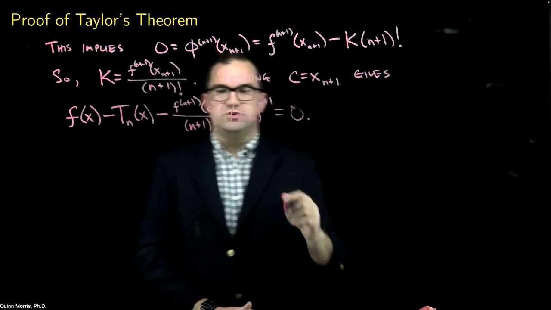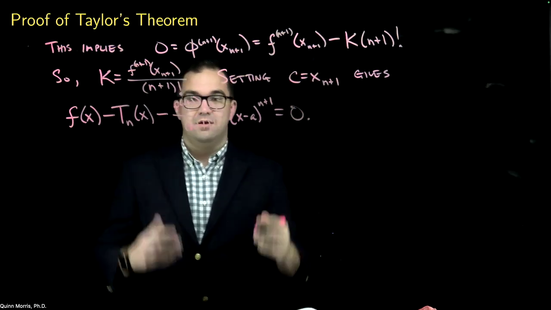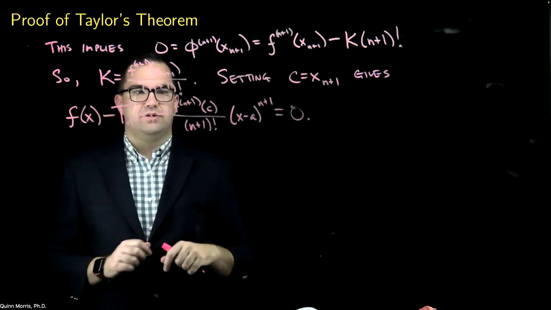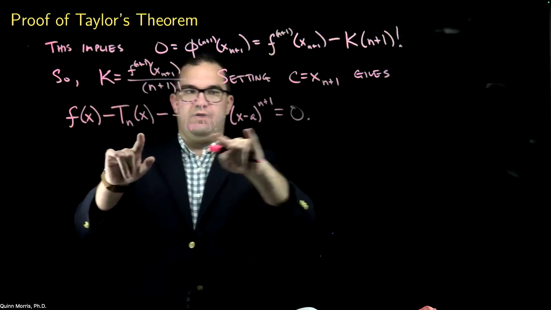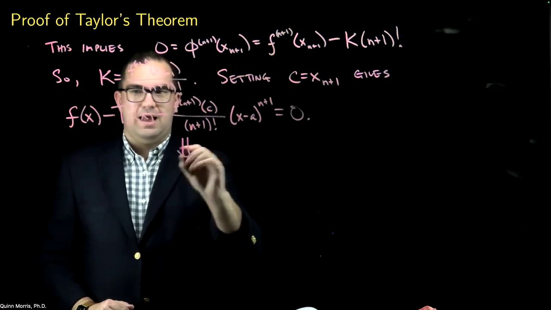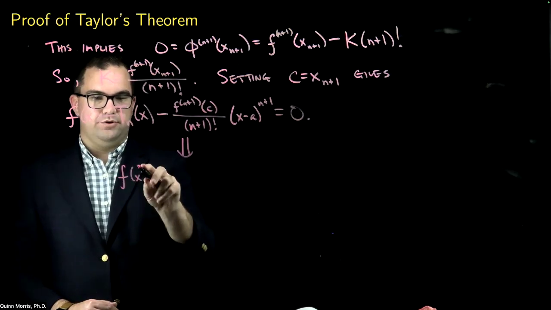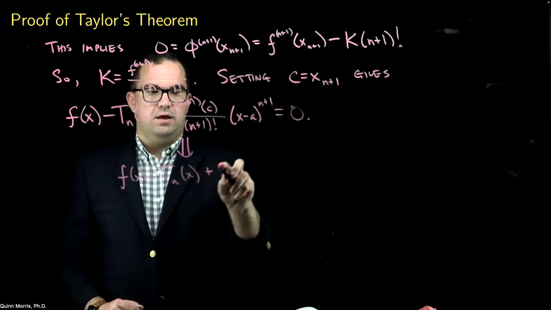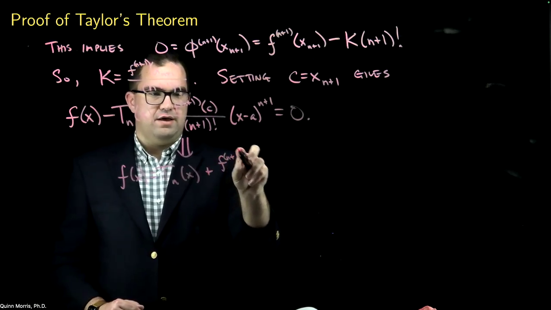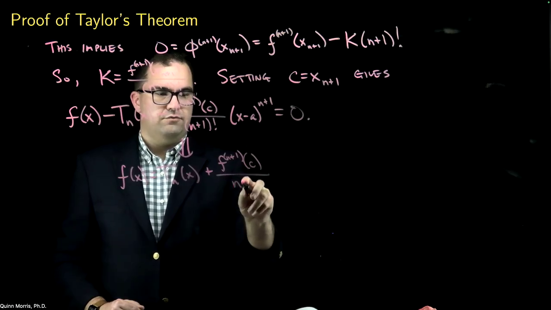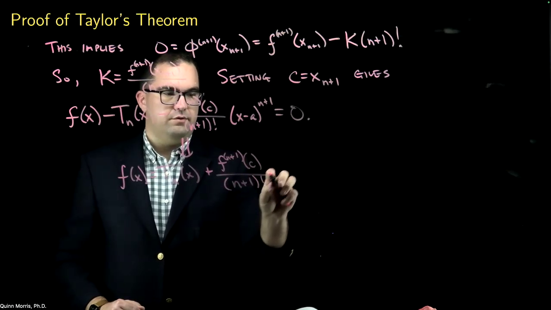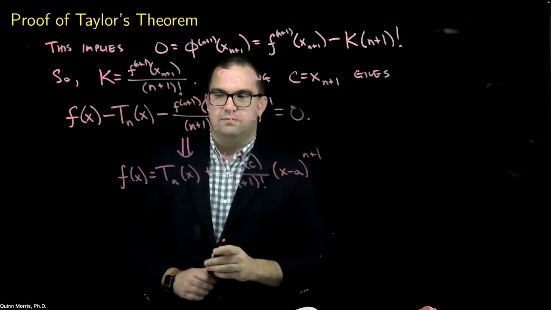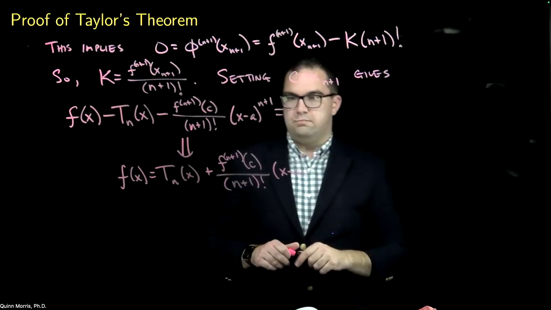So just going back to that very first equation we wrote down, we said choose k so that this thing was equal to 0. Now all this work has been to figure out exactly what that k ought to be. Okay, and so now if I just rearrange this, what I've really got now is that f of x is equal to t sub n of x plus the n plus first derivative of f at c all over n plus 1 factorial times x minus a to the n plus 1, okay, which is precisely what we wanted from Taylor's theorem.